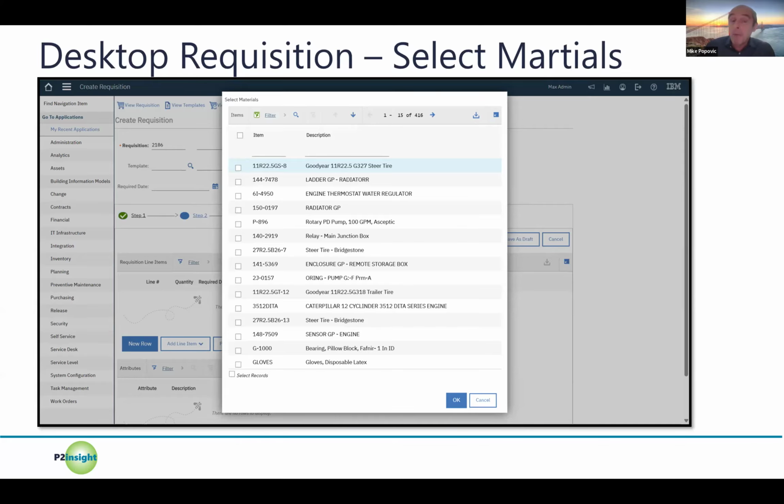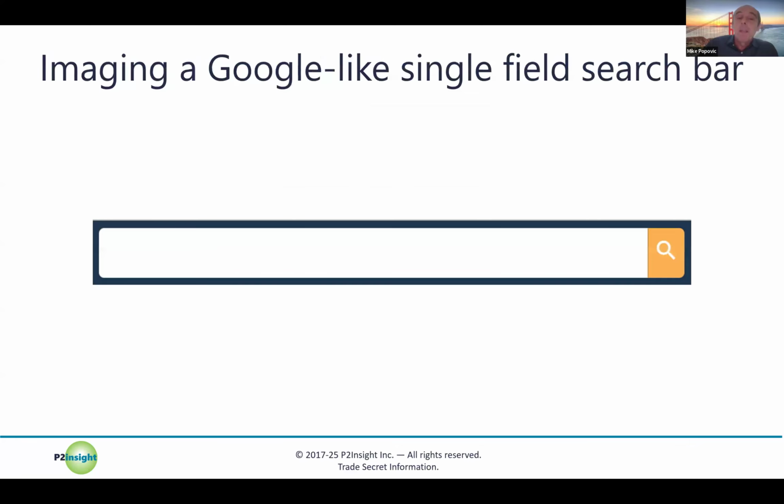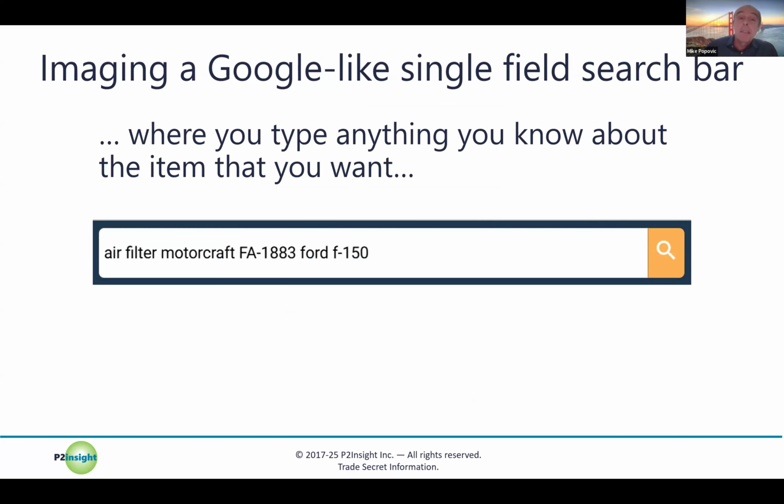A lot of people actually give up way too quickly, or they waste someone else's time to get through the searching for them. Imagine if we had a Google-like single field search bar, where you can type in basically anything you know about the item that you're looking for. So in my example here, I type in air filter for watercraft FA 1883 Ford F-150.